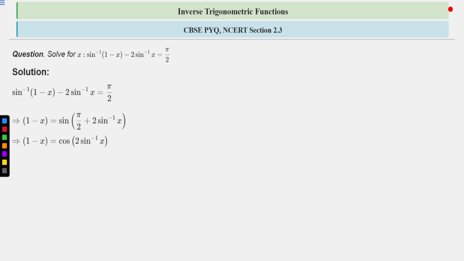Therefore 1 minus x will be equal to, we know that sine of pi by 2 plus theta is basically cos theta, right? So 1 minus x will be equal to cos 2 sine inverse x. So 1 minus x will be equal to 1 minus 2x square, right? Because 2 sine inverse x can be written in terms of cos inverse x. Clear? So finally it will be 1 minus x is equal to 1 minus 2x square, right?